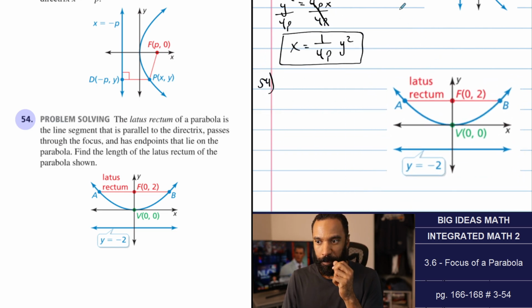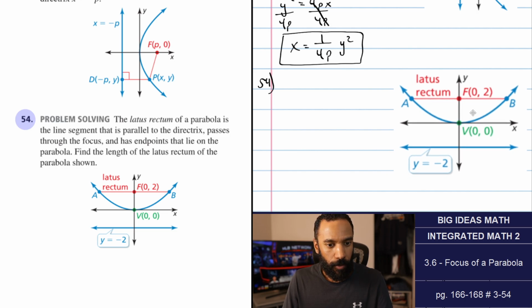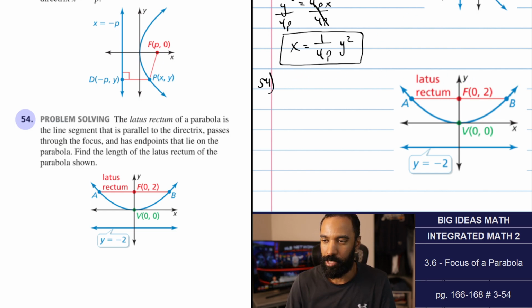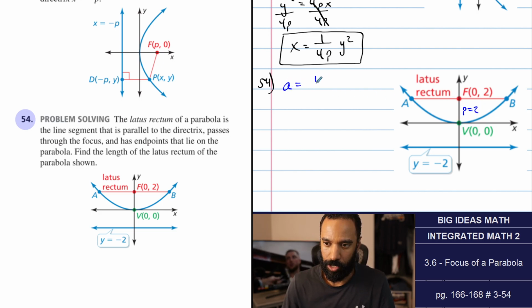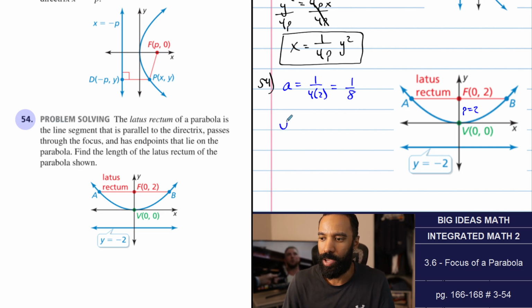Okay. Find the what? The length? Okay, so here's what I'm going to do. I see this as a y equals a x squared equation. We have to find the a value. The p is obviously 2 for this one, right? P is 2 from 0, 0 to 0, 2. So your a value is going to be 1 over 4 times p, or 1/8. So your equation to this thing is y equals 1/8 x squared.